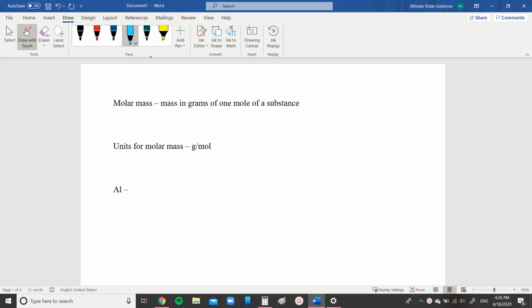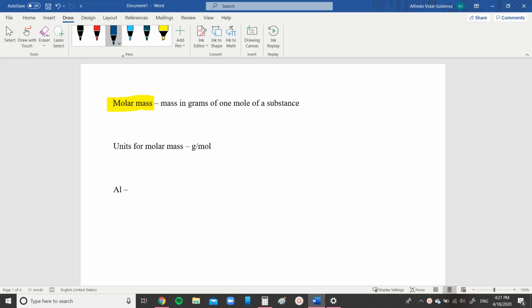Today we're just going to be learning about what molar mass is and how to calculate it when we get to more complex molecules. To start off, the molar mass is simply the mass in grams of 1 mole of a substance in general, and we'll find this molar mass value on the periodic table.